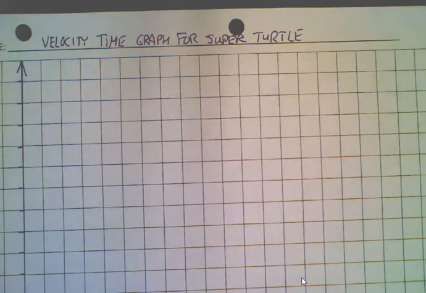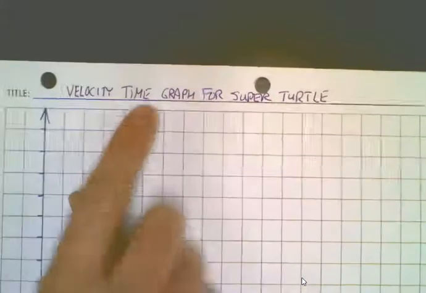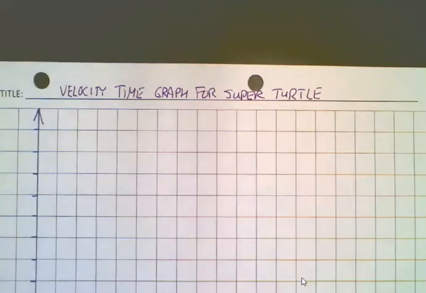So you've got your chart paper. All you're going to do at the top is write velocity time graph for Super Turtle, as you can see there. So you're going to write that at the top of your sheet. You can pause this anytime you want as you're working through it. And we're going to set up an axis. So we're going to plot the velocity on the y-axis and the time on the x-axis.